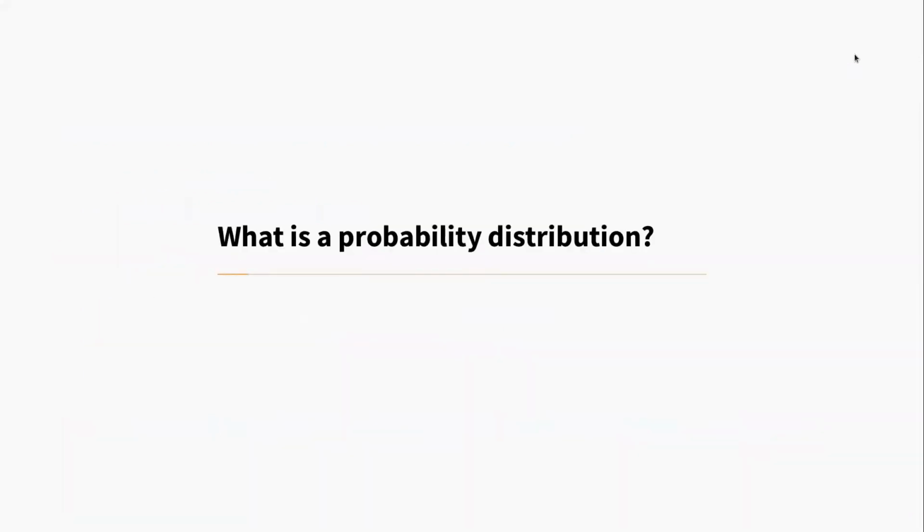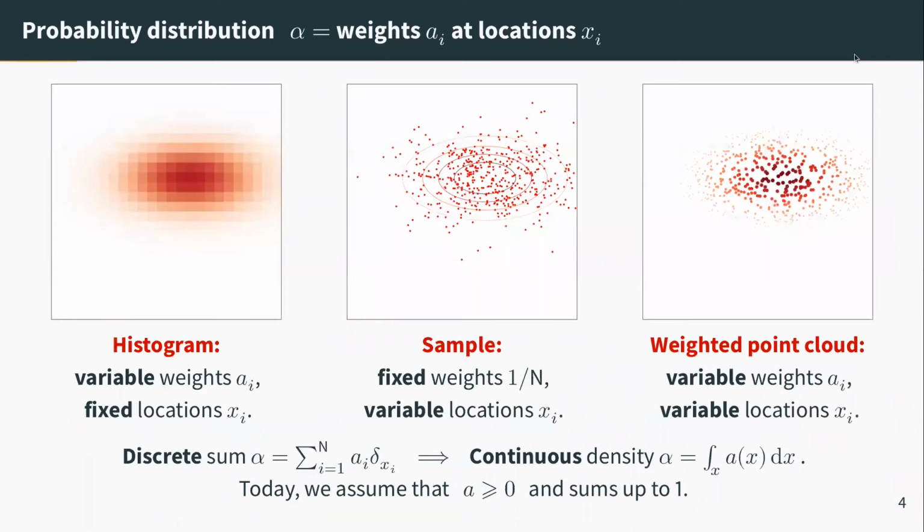But first, what is a probability distribution? Maybe the simplest definition is to say that a probability distribution alpha, and I'm always going to use Greek letters for those objects, is just a collection of weights a_i at locations x_i. And this covers already quite a few objects that you may have manipulated so far in your studies.